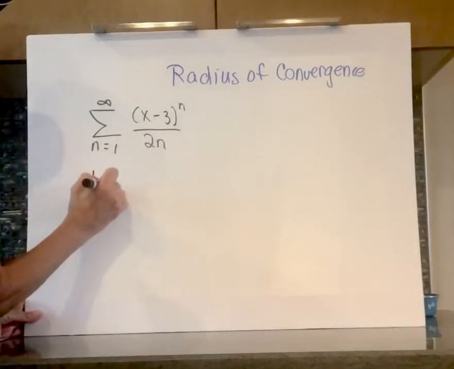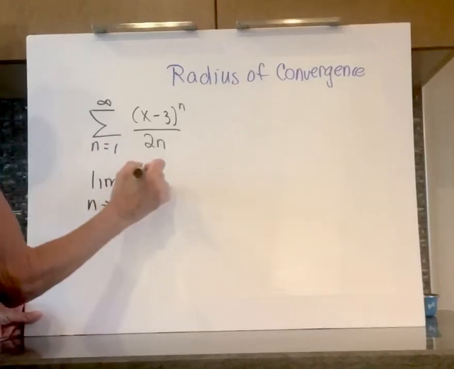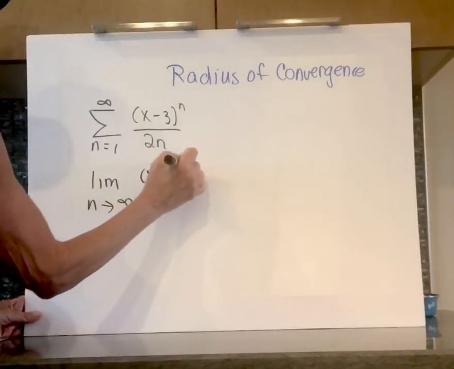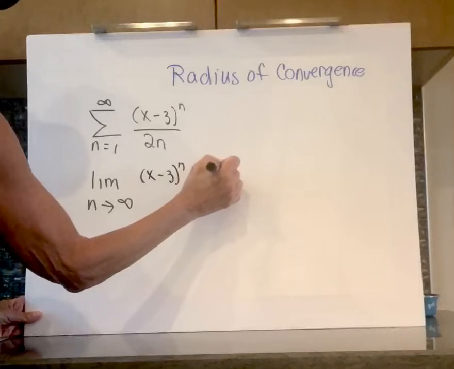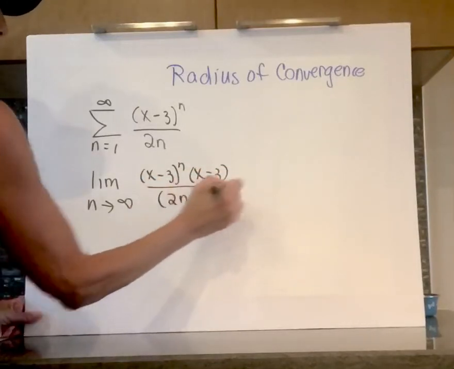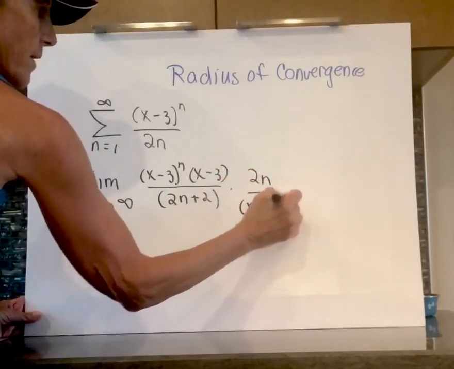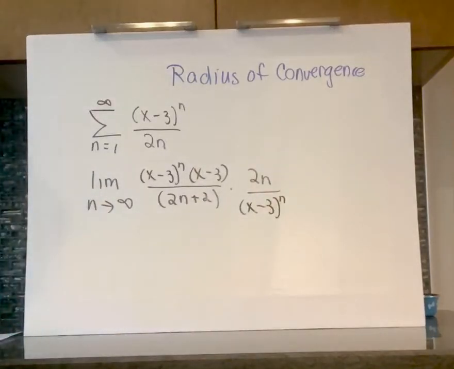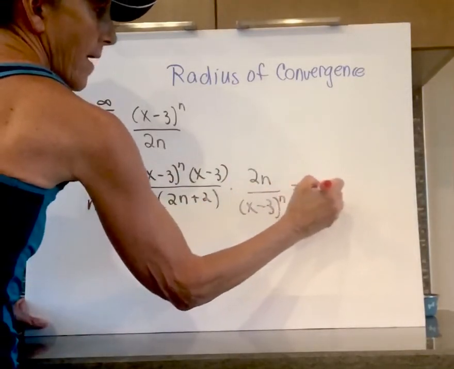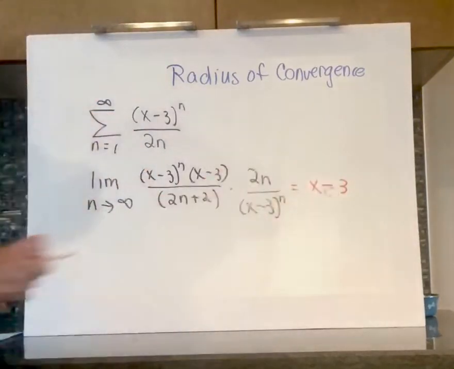You're going to have limit as n is approaching infinity, and you wind up with something like (x minus 3) to the n plus 1, times 2n, over 2n plus 2, times (x minus 3) to the nth power. If I did that correctly, that's what you're left with. Knowing what you know about limits, when you cross off what you can cross off, you get x minus 3.